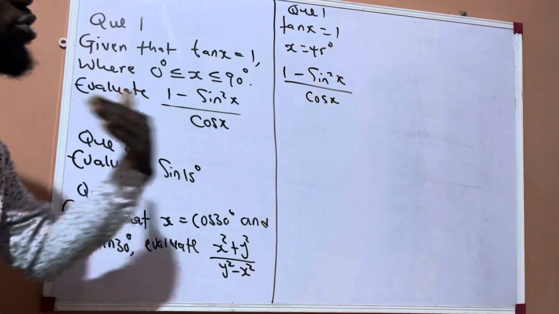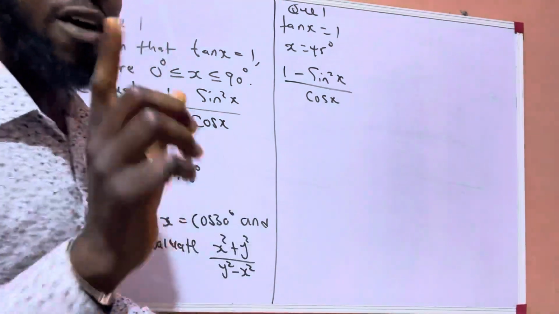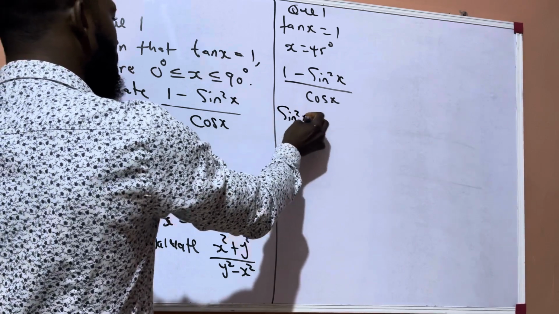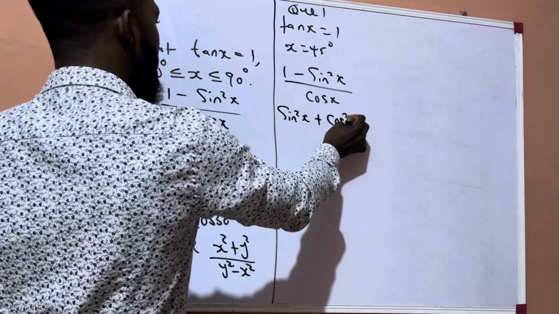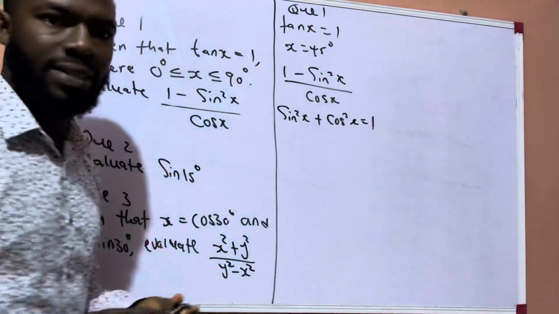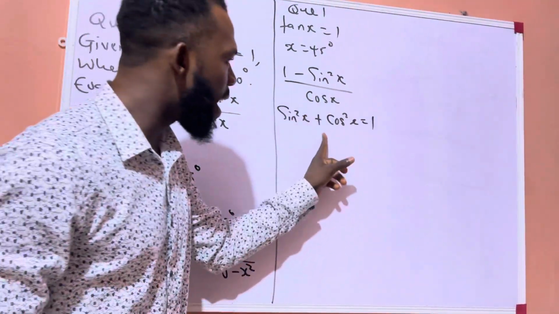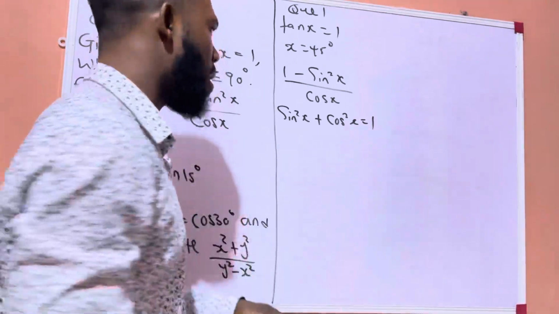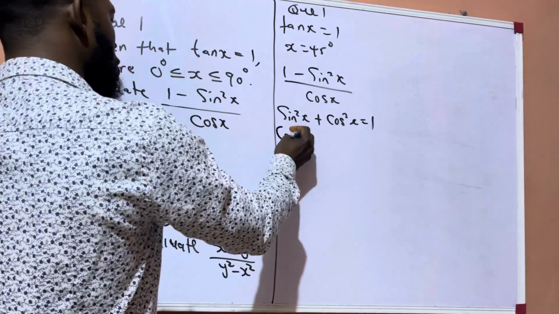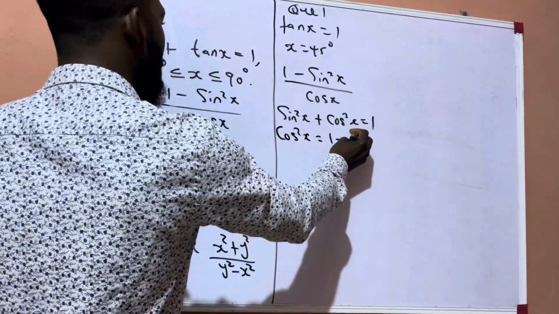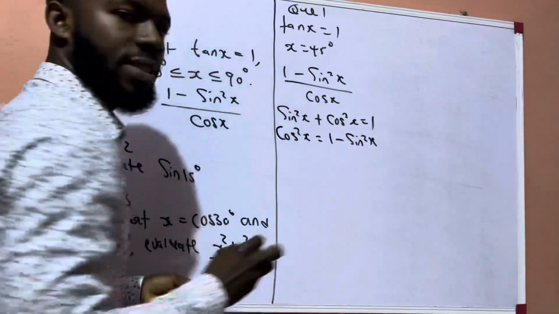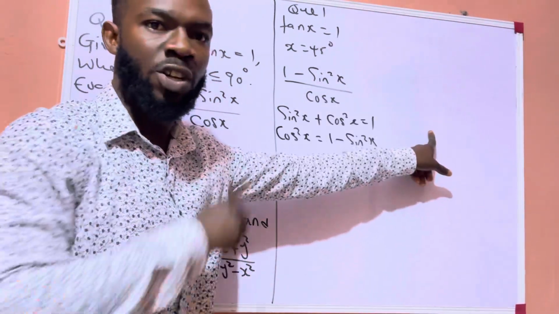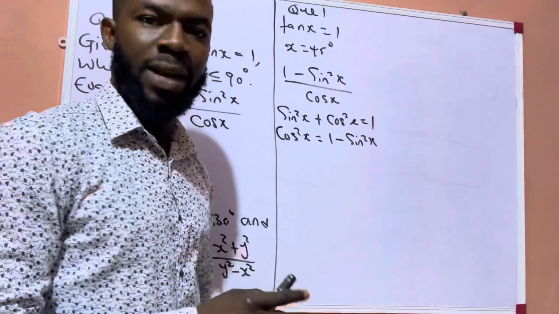Now from trigonometric ratios, we have a formula which says sine square x plus cos square x is equal to 1. So, if sine square x plus cos square x is 1, and I make cos square x the subject of the formula, we're going to have cos square x is equal to 1 minus sine square x. Because for cos square x to be the subject of the formula, sine square x has to go to the right hand side. So when it crosses, it becomes minus sine square x.